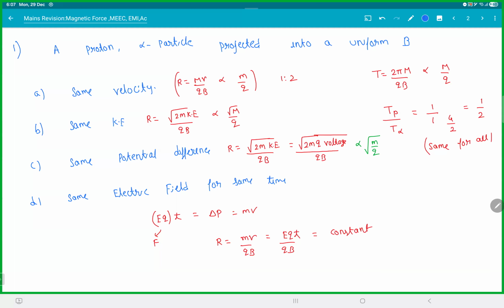Mass of the proton is 1, alpha is 4, charge of proton is 1, alpha is 2. Clear with this? In this, if you ask me, C and D are the pretty good ones. Those are the kind of questions you will get. The same velocity and same kinetic energy are fine. They asked multiple times, but same electric field for same time and same potential difference are good. I could have asked you one more, same electric field for same distance. That would be the same as the same potential difference because field into distance is potential difference only. So that case would have been the same.